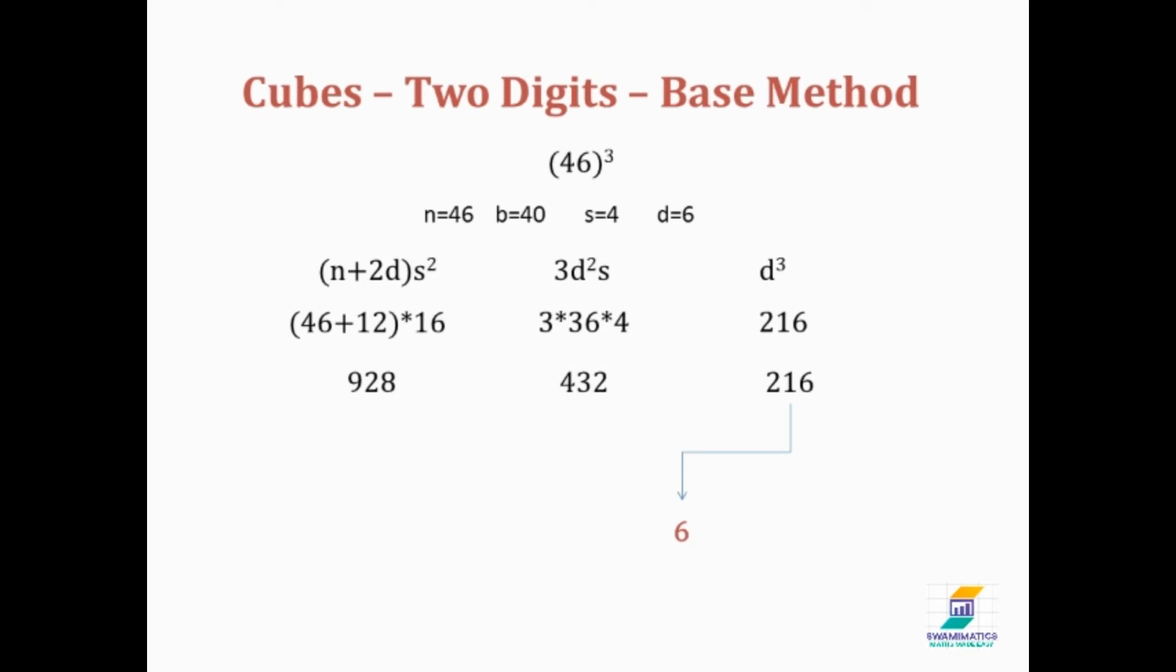Now, as explained earlier, since the base is 40 with 1 zero, take one digit at a time. So 6 comes first, 21 gets added to 432, so it becomes 453. 3 will be the 10th digit, and when 45 gets added to 928, it becomes 973. So your answer is 97336.